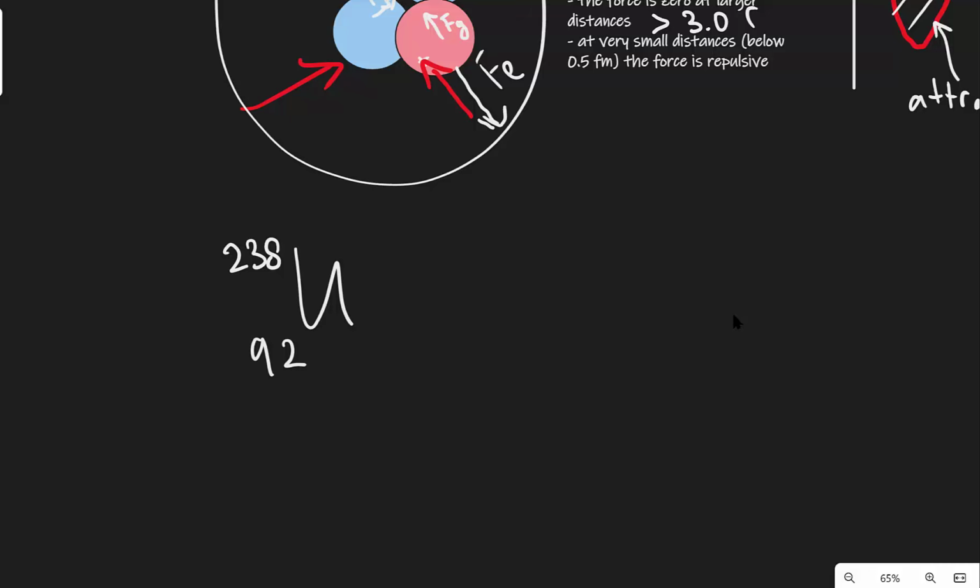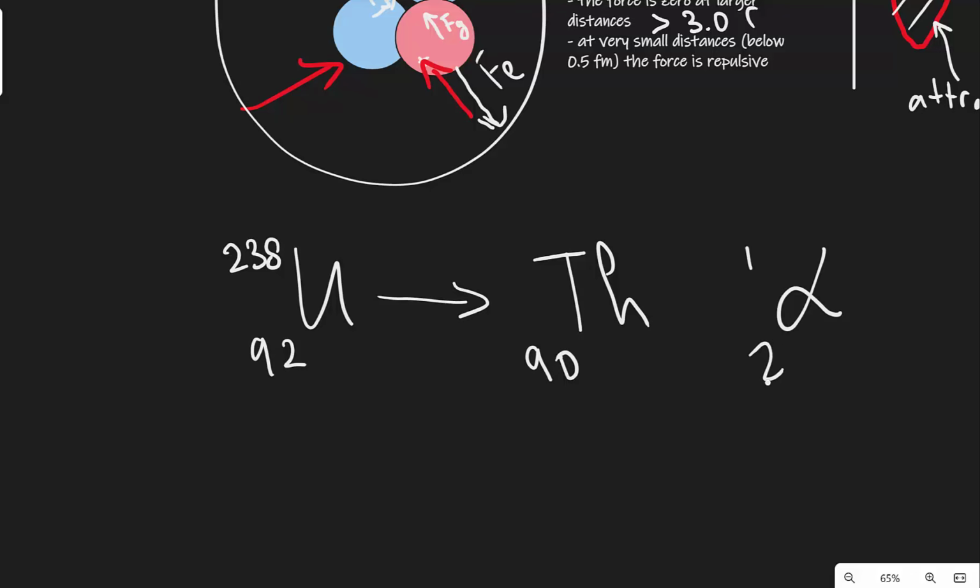So this will actually emit an alpha particle and it will decay to thorium. So thorium will be element 90 because it's losing an alpha particle, which is just 2, 4. This means that our nucleon number is going to be 238 take away 4, which is going to be 234. And this right here is an example of an alpha decay equation.